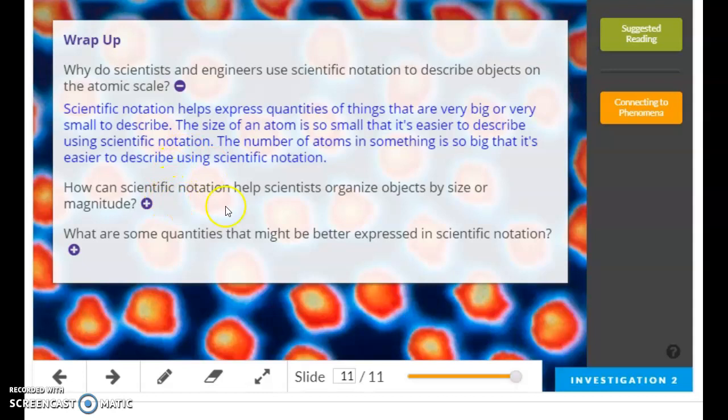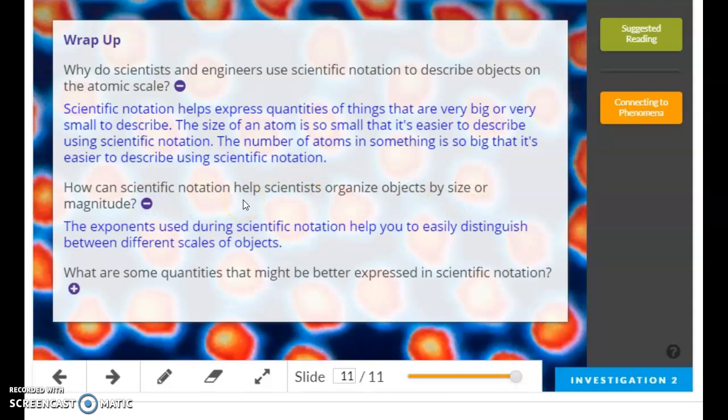How can scientific notation help scientists organize objects by size or magnitude? Well, the exponents used during scientific notation help you to easily distinguish between different scales of objects. So if you remember when we were doing the practice matching a few slides back, if it had a large negative exponent, like 10 to the negative 35, we automatically knew that was a really tiny number. On the other hand, if it had a large positive exponent, like 10 to the 21, then we knew it was a very large item or object that we were talking about.